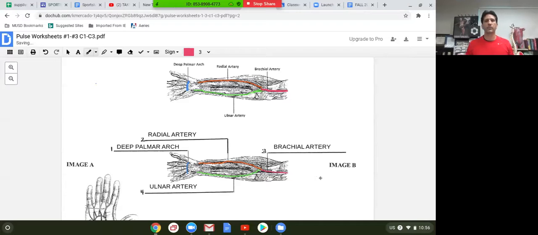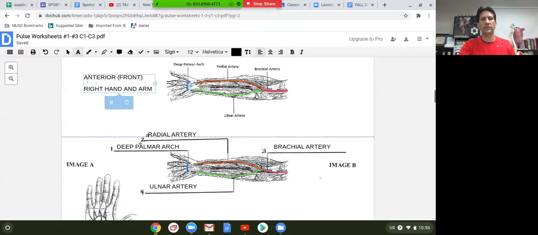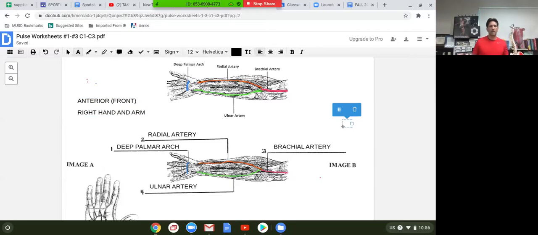Okay, now you have some labeled and colored arteries from the pictures that you have. So this is the radial artery. You're also going to write here on the side, anterior equals front. And this is the right hand and arm. So it's basically the front of the right hand and the arm. You can just write that there on the left side. That way you know that it's not the left hand. It's not the back of the left hand. It's the front of the right arm. It's kind of hard to see that on the picture.